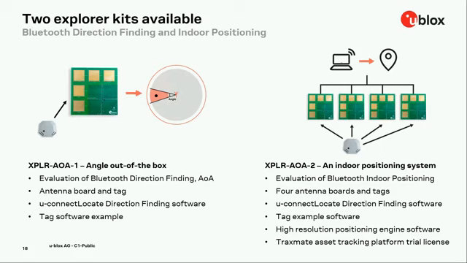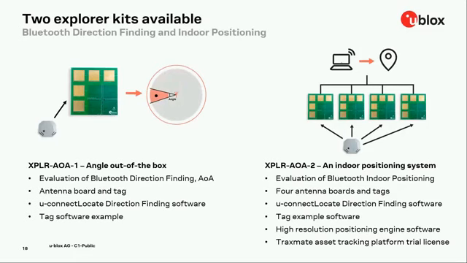We have Explore AOA 1 that includes 1 antenna board and 1 tag. It's for evaluation of a simple direction finding system, so you can move the tag and monitor the angle as it is displayed on a graphical user interface or logged in the UART output of the antenna board.